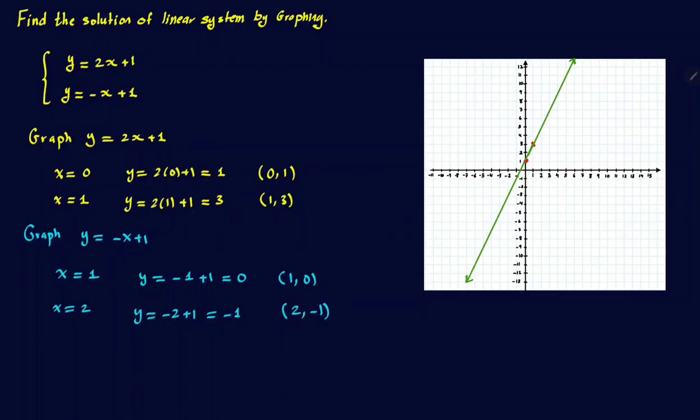And so now I plot these points: 1, 0, so 1 to the right and 0 on the y-axis, and 2 to the right and negative 1 on the y-axis. After that, I join these 2 points and I'll have my line. And so after joining these 2 points with a straight line, it's clear that these 2 lines intersect, and they intersect at the point 0, 1, which means that 0, 1 is the solution.